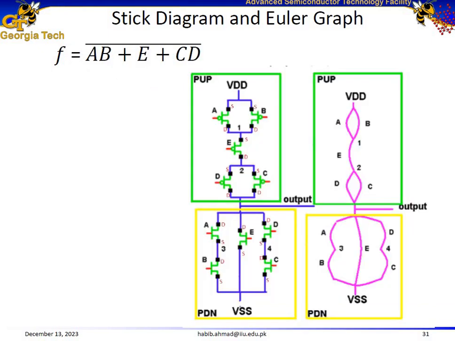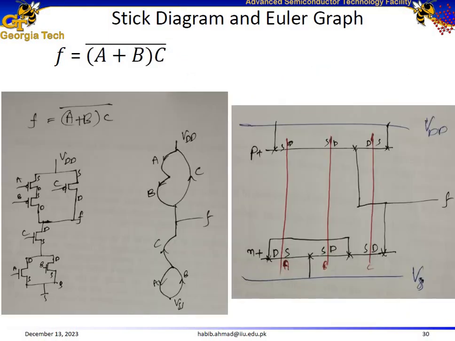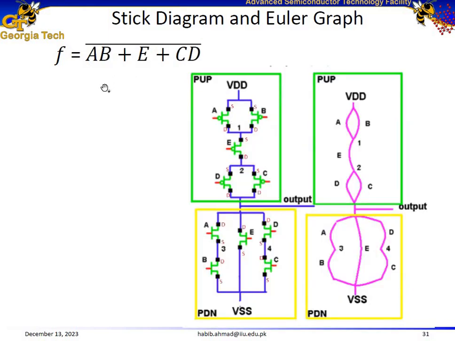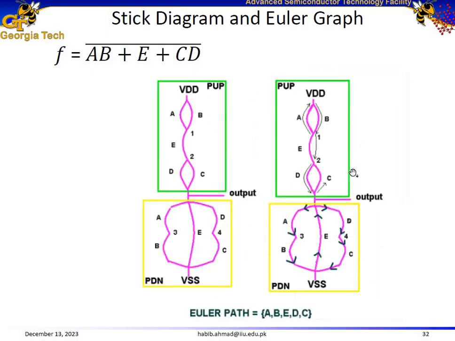Now consider more number of inputs. So here is another function on slide number 31. AB or E or CD whole complement. So in the pull down network, A and B are in series, and the combination of these two is in parallel with E, and then they are in parallel with the series combination of C and D. And from the duality principle, we can also make the pull up network. Then we label all the sources and the drains, and for this form the Euler graph, and from the Euler graph then we need to make Euler paths.